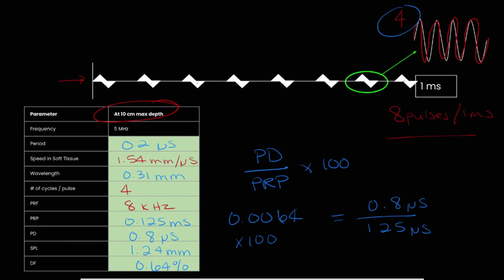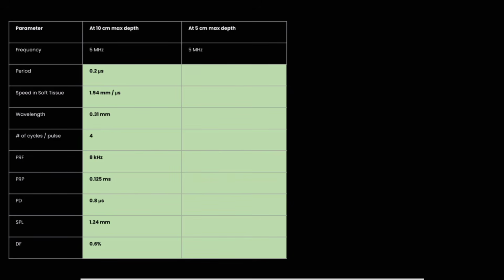I hope you are able to follow along. It is a lot of math, but we got to use all those formulas that we've been learning, and now we're going to compare 10 centimeters max depth to 5 centimeters max depth and see what happens. So I copied all of our values into the first part of the chart, and now we're going to work on the second part of the chart.